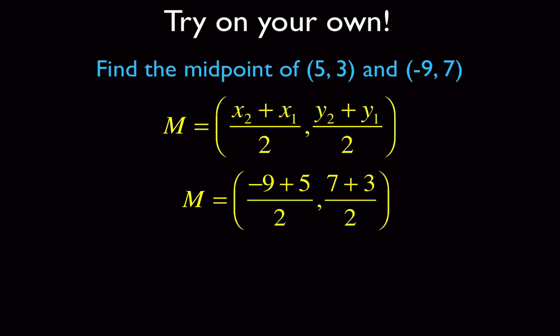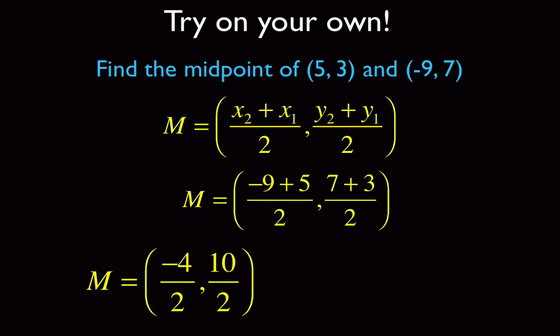So plugging in my points, I get negative 9 plus 5 and 7 plus 3, which gives me negative 4 over 2 and 10 over 2. Simplifying out, I get negative 2, 5.